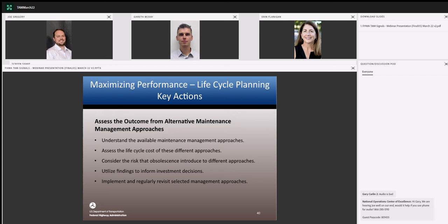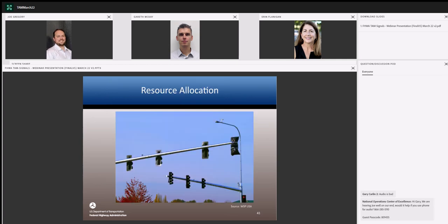And then consider the risk of obsolescence and how that might influence that decision making. Utilize your findings to inform decisions, and that's what we're going to go into next in terms of resources. Once you do make a decision on an approach, make sure you put it into practice and communicate what the expectations are to those that need to be considering and looking at that day in, day out.